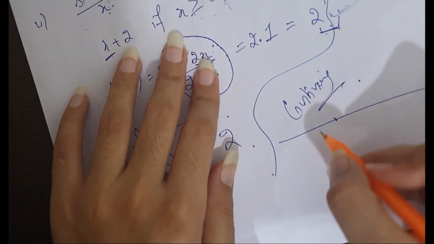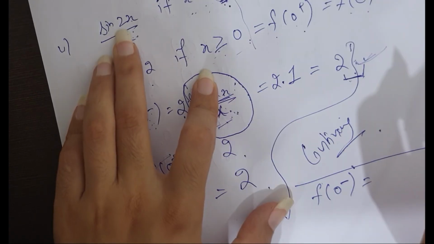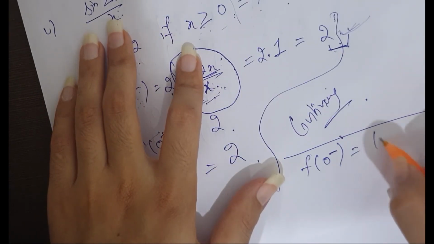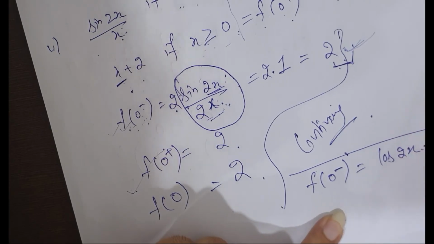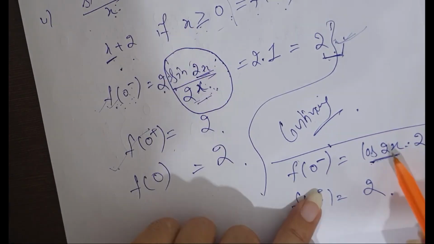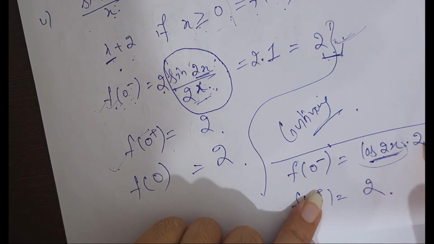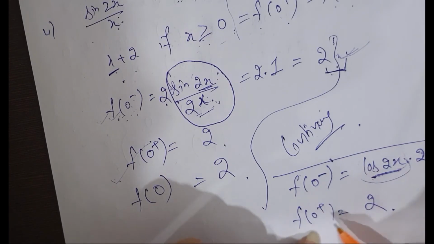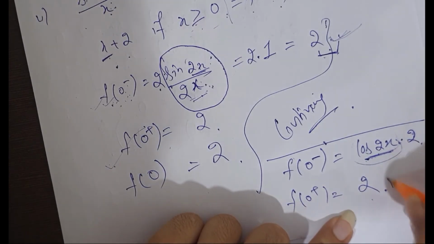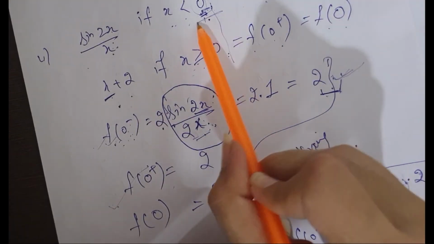To check its differentiability, at x equal to 0 minus, the derivative of sin 2x upon x will be cos 2x into 2, and at x equal to 0 plus, this will be 2. If I put x equal to 0 here, cos 0 will be 1. So this will come out to be 2, and here also this is 2. So this means that this function is also differentiable. So this function is continuous as well as differentiable at x equal to 0.